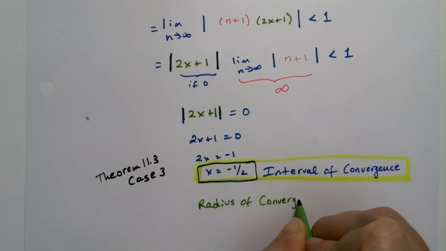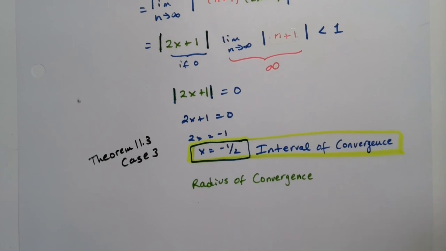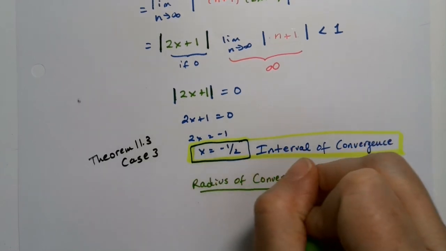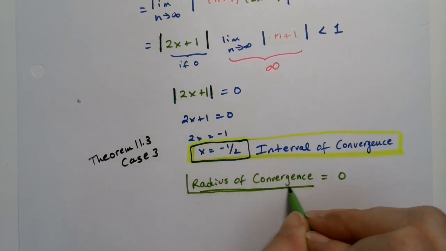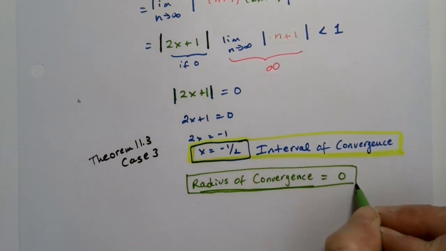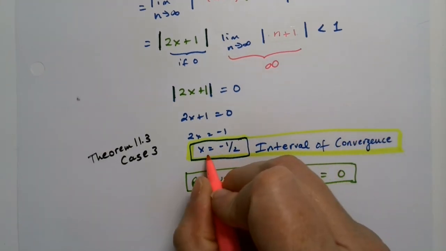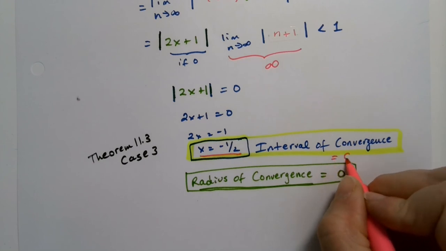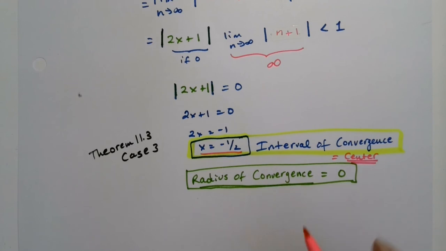That value does not have a radius. It's not really an interval. I mean, we call it an interval, but it's not. So the radius of convergence is equal to 0. And while I'm on the subject, they didn't ask, but the interval of convergence is the center. So it would be interesting to note this value is the center, which is the interval. That's all there is, right? The center is the interval.